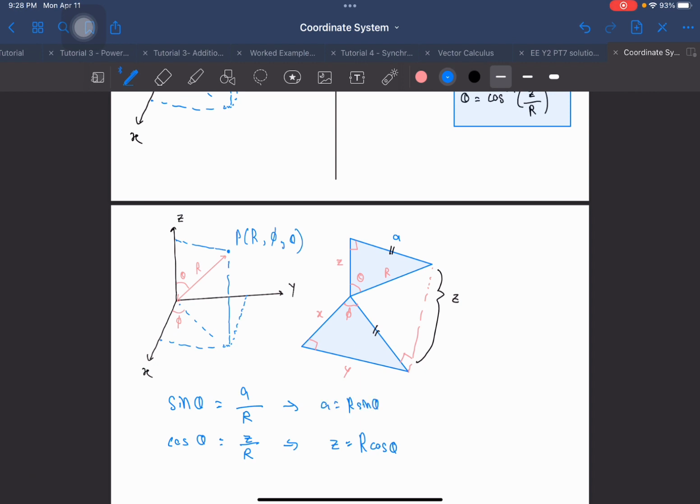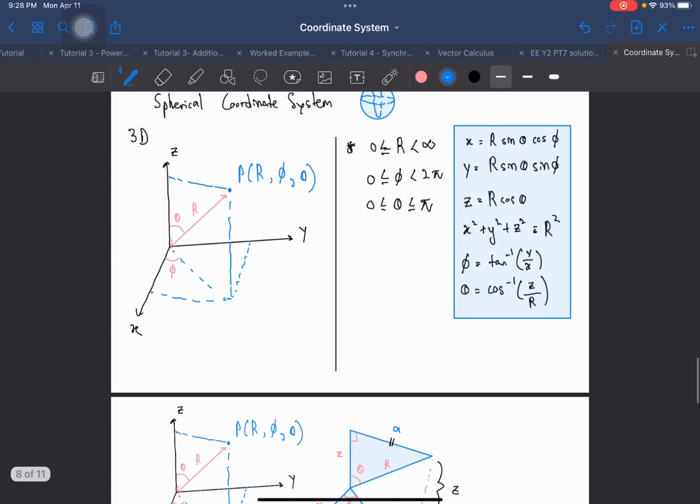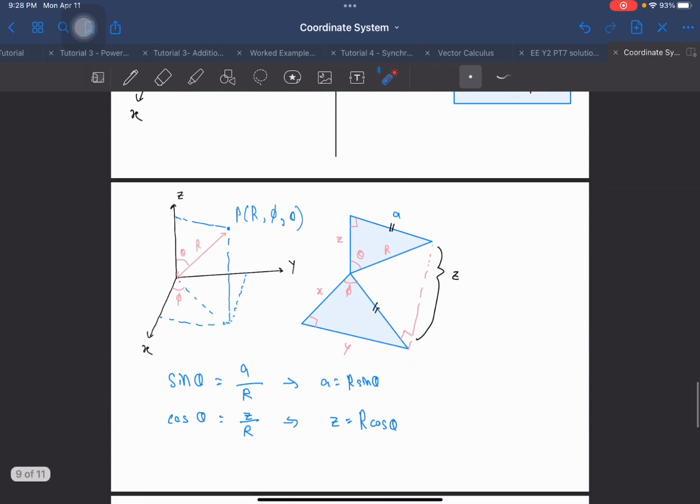So from this you've got z equals r cos theta, and a equals r sine theta. Okay, so from here, since a is not what we want, we want x and y, we're going to do it again. Remember, this is the same as a polar coordinate system, or we can say Cartesian coordinate system. We apply cos theta and sine theta again to this.